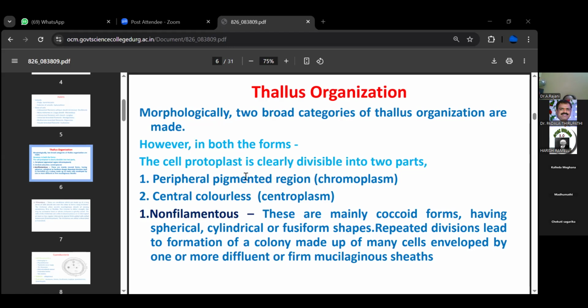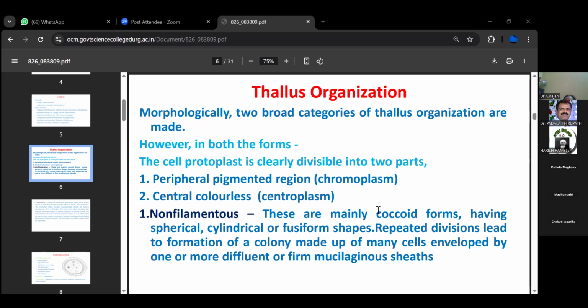Two main parts: the protoplast is clearly divided into two parts. One is the chromoplasm and the centroplasm. Chromoplasm means the peripheral pigment region is called chromoplasm. The central, colorless part is called the centroplasm. Here, there are non-filamentous and filamentous forms.